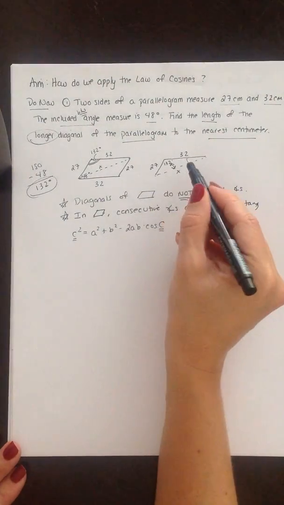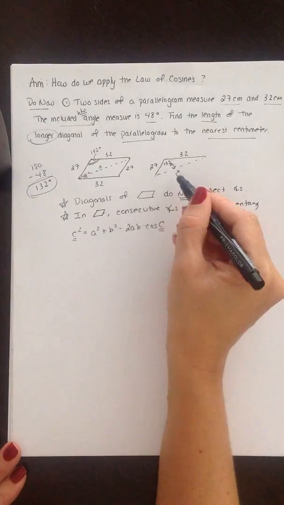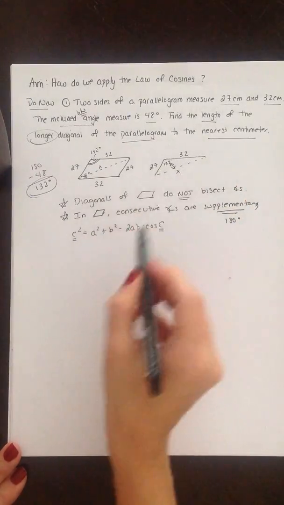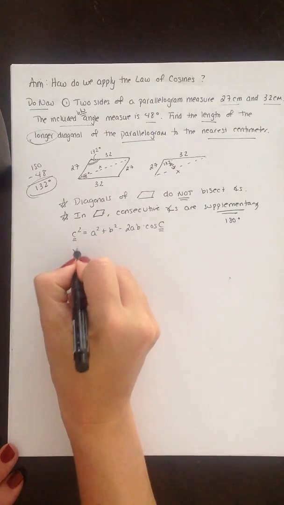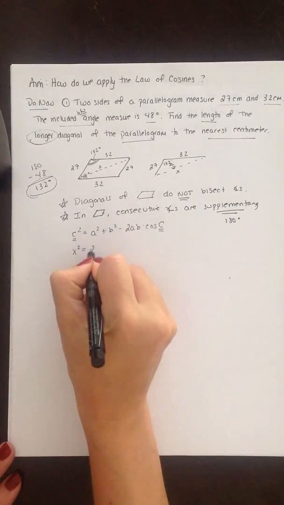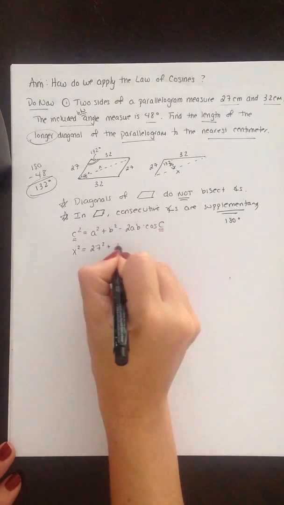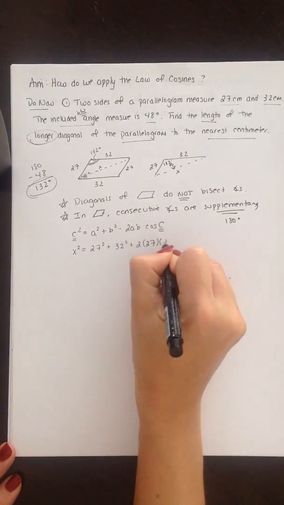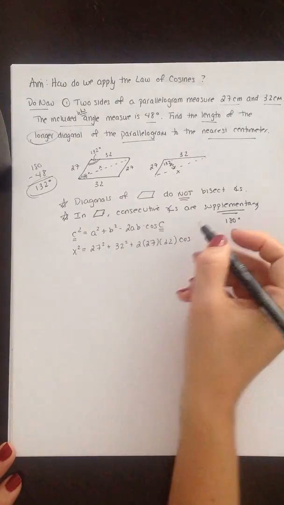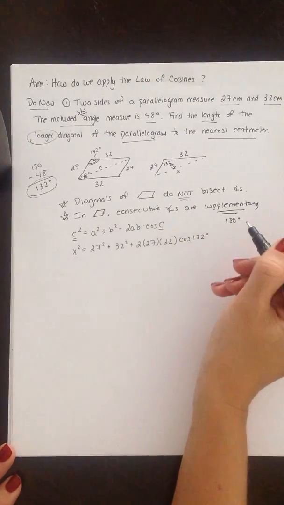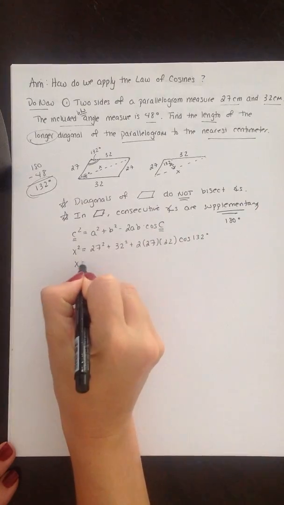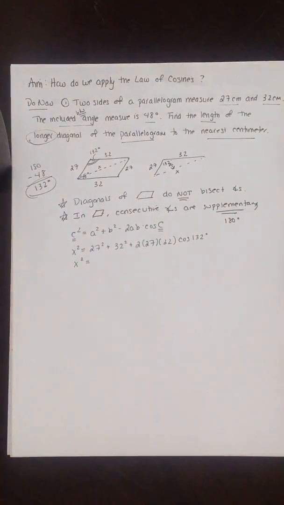So if we're going to plug this in, we know that x and 132 are going to match up as our C, and 27 and 32 can be the other two sides. So x squared equals 27 squared plus 32 squared plus 2 times 27 times 32 times the cosine of 132 degrees.